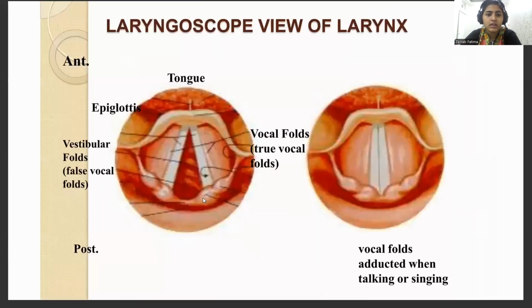Now it is the laryngoscopy view of the larynx. If we look through the laryngoscope, how will we see our larynx? We have the tongue, epiglottis. This is the epiglottis, vestibular folds. This is the false vocal folds. This is the true vocal folds. This one is open and this is the closed view of the larynx.